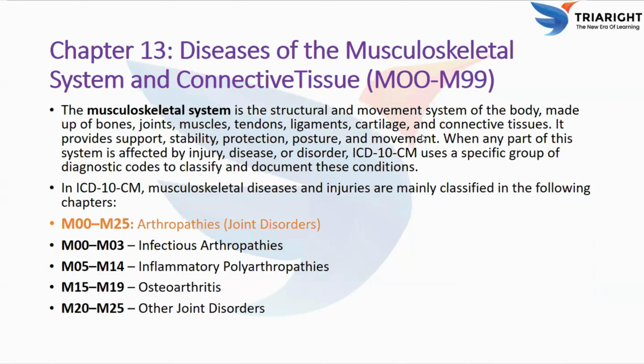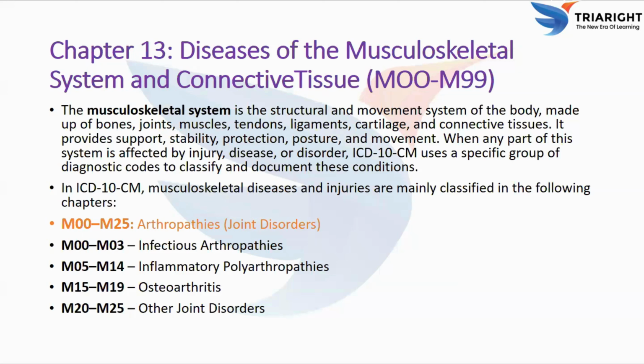So first, understanding the musculoskeletal system. The musculoskeletal system is the structural and movement framework of the body. It includes bones, joints, muscles, tendons, ligaments, cartilage, and connective tissues. Why is the system important? It enables movement like walking, lifting, and bending. It maintains posture. It provides protection, like protecting the lungs and heart. It gives shape to the body. It stores minerals like calcium. It also produces blood cells in the bone marrow.